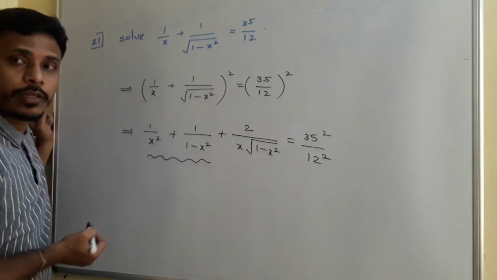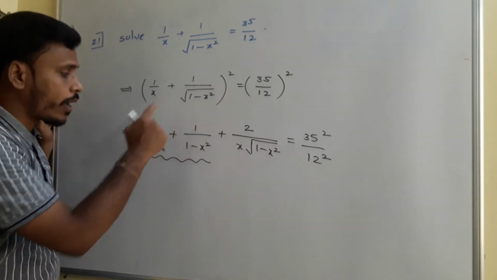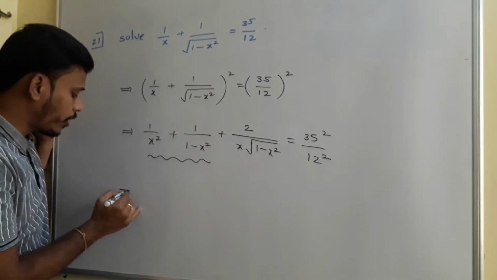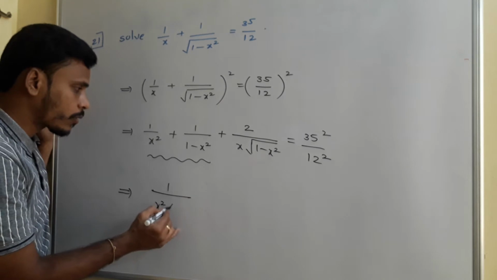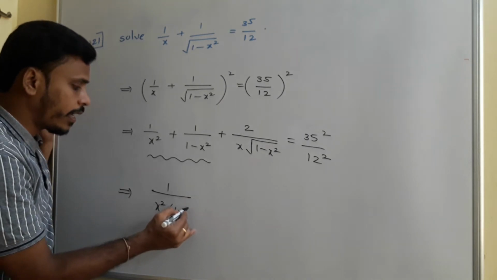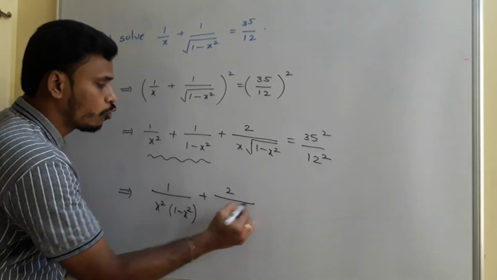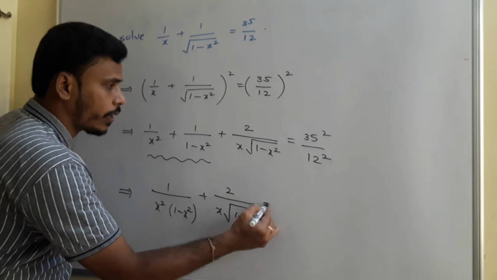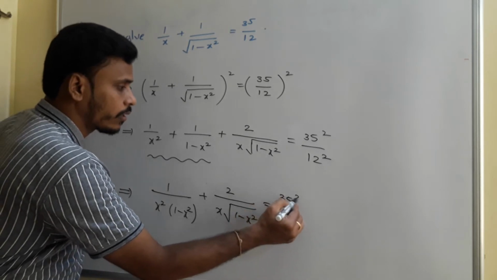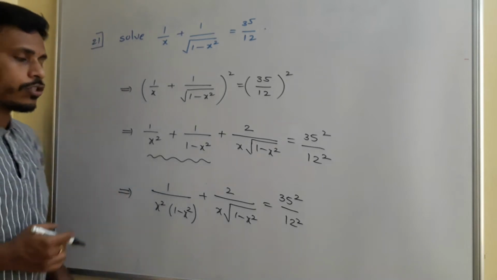1 by x square plus 1 by 1 minus x square: 1 minus x square plus x square is 1. So on simplification, these two terms give you 1 by x square into 1 minus x square, plus 2 by x root of 1 minus x square is equal to 35 square divided by 12 square. This is what we need to simplify.